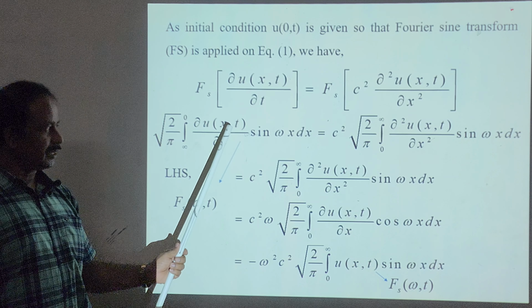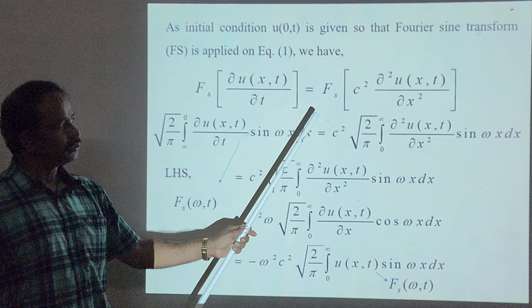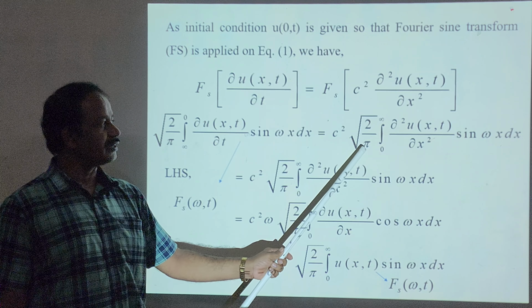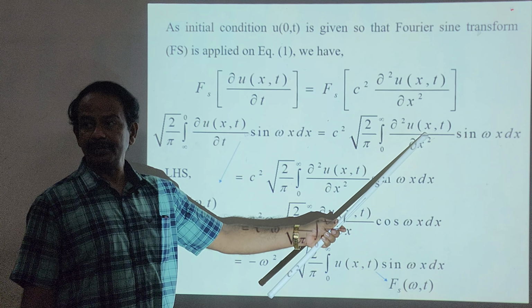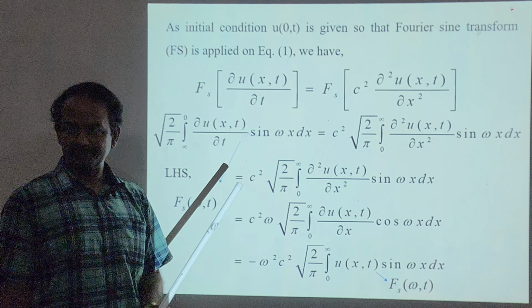So here, as I have written, sine omega x dx, which is equal to, you pull c squared root 2 by pi out, as they are constants. You write as it is in terms of Fourier sine transform. So we have written like this, sine omega x dx. Any doubt?